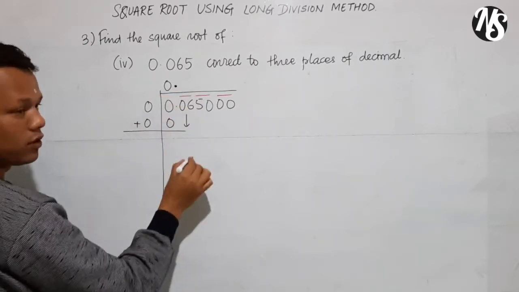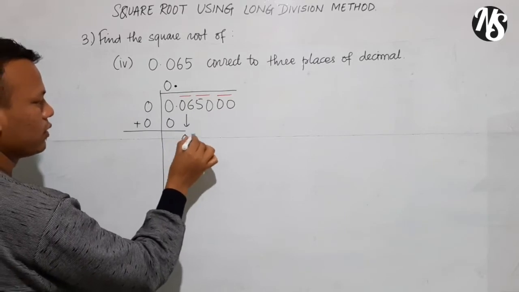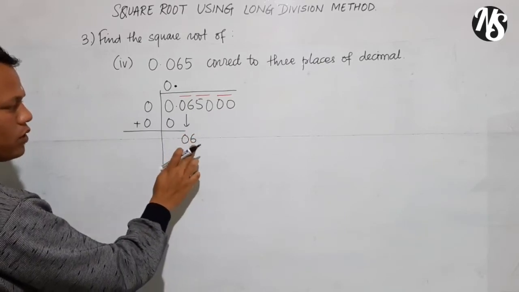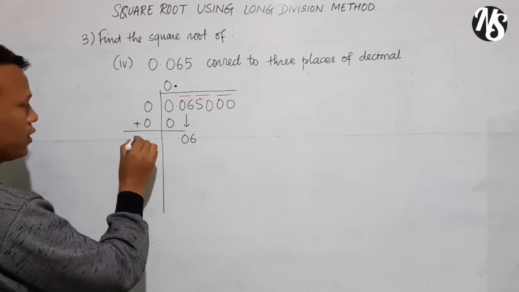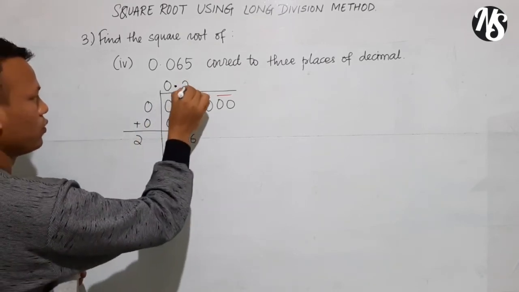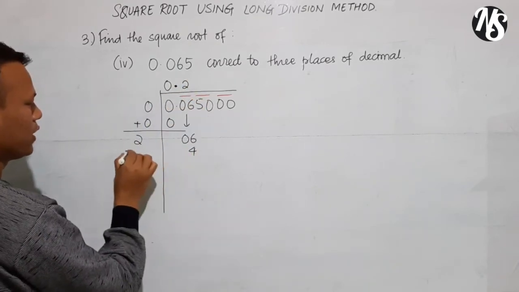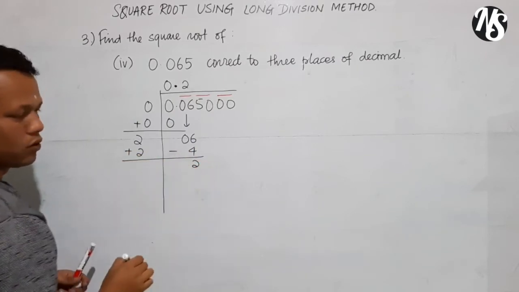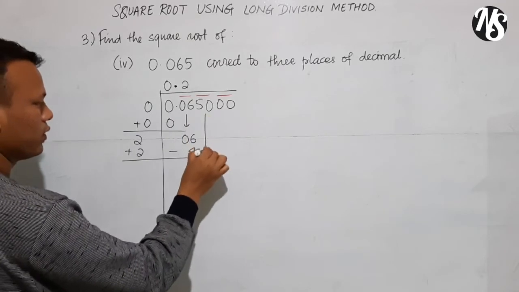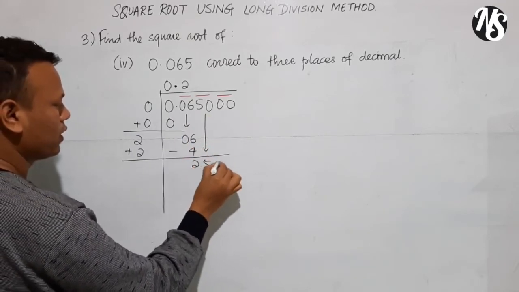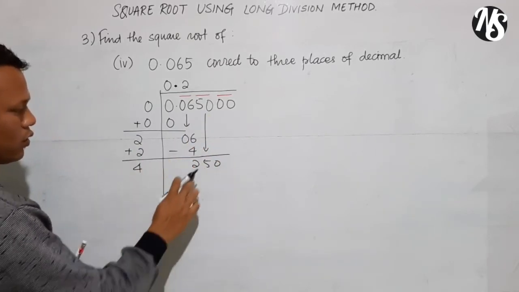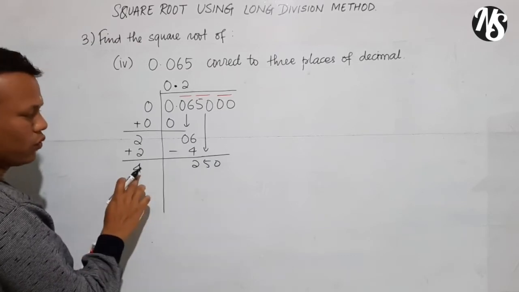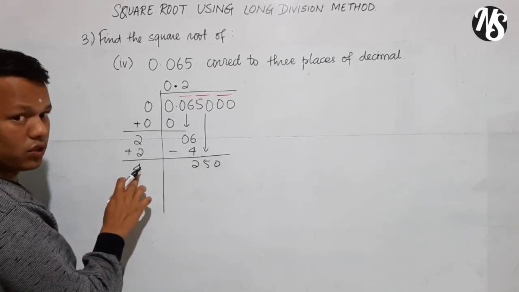You get this 0.6, which is just 6, isn't it? So if you want to divide 6, you have to write 2, isn't it? So 2 2s are 4, so add 2 here, okay, and here you need to subtract, you get 2. So bring this 50, so it is 250, and when you add this 2 you get 4.